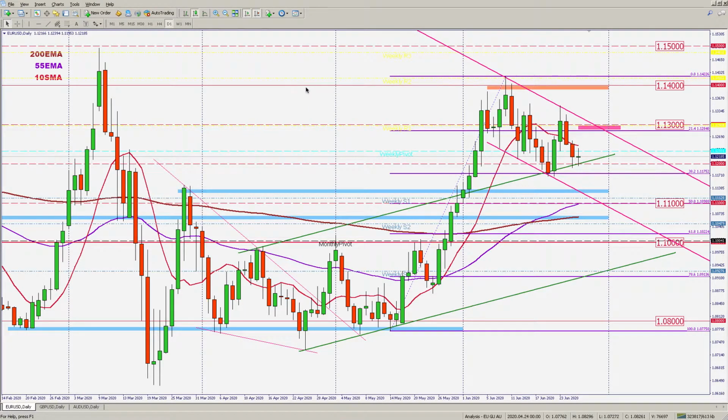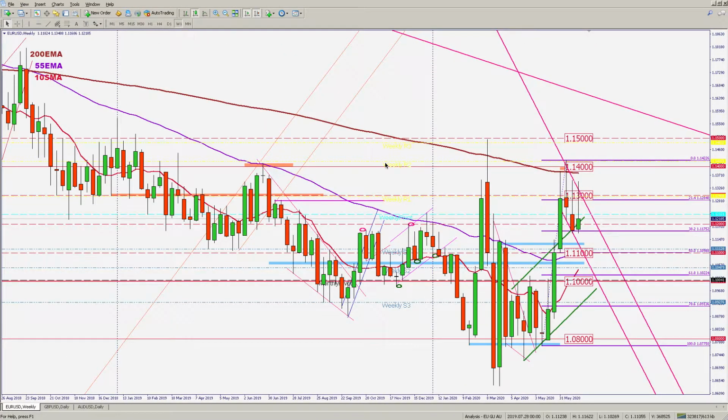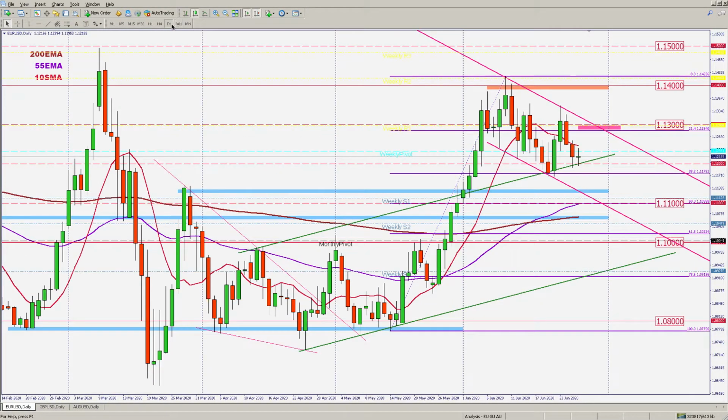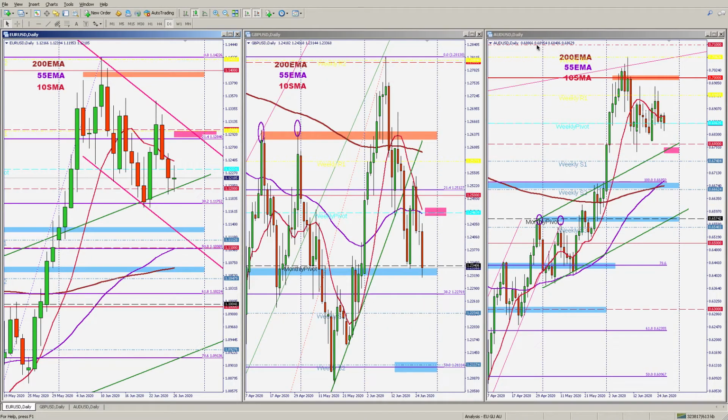All right, that's the euro, and on the weekly time frame, you can see lower highs now, with long wicks on the candles showing a lot of selling up here. So it could just drift down lower as well. All right, let's move on to the cable.